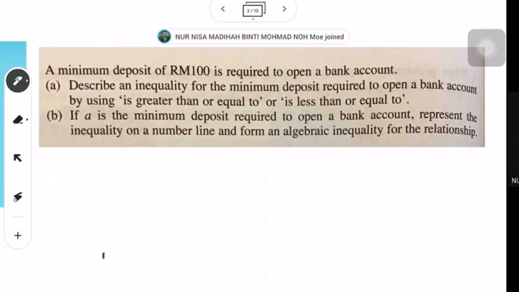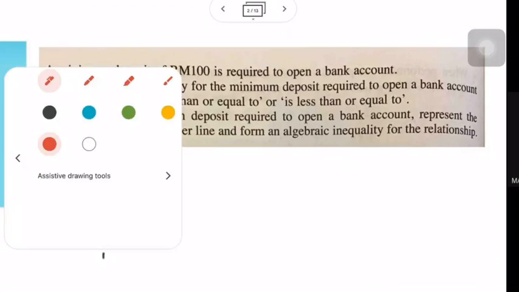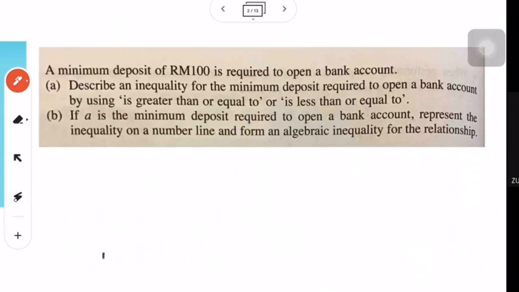Describe an inequality for a minimum deposit required to open a bank account by using the greater than or equal to symbol, or is less than. How do you write using an inequality symbol to represent a minimum deposit of 100? What do you understand about minimum? Minimum tu apa? The smallest amount. So, if the smallest amount is 100, how much can you deposit?